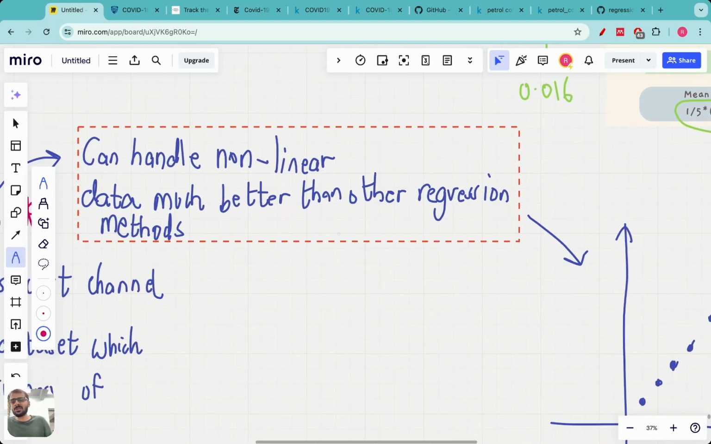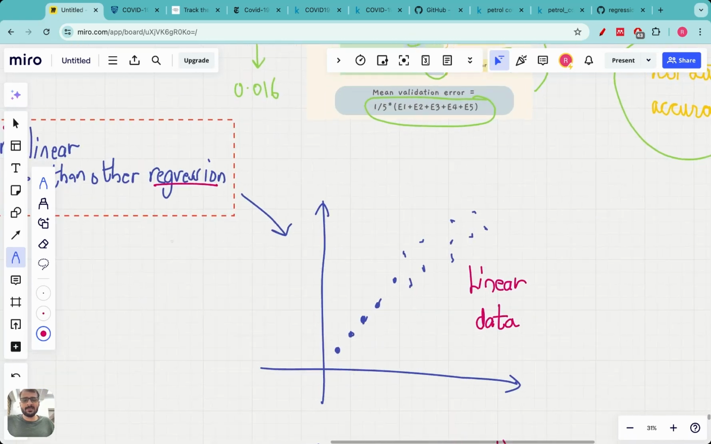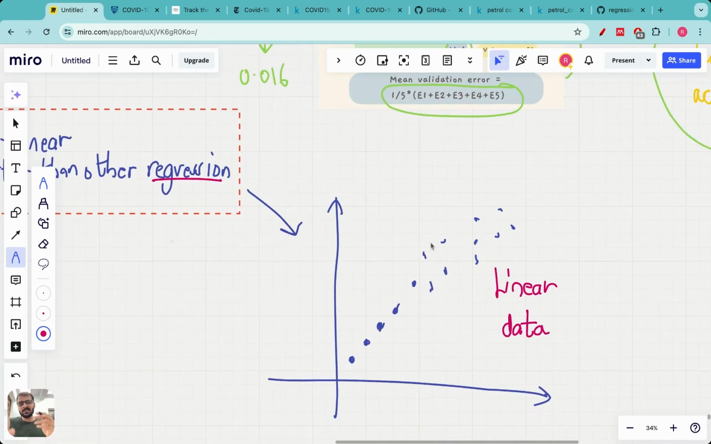One major reason which I found out is that regression trees can handle non-linear data in a much better manner than other regression methods. So let me explain to you what I mean. Look at this data set, right? This data set looks pretty much linear. There is some amount of noise, but we can clearly see that there is a straight line like this which fits through the data. For such data sets, traditional regression methods are very good and you can proceed with those.